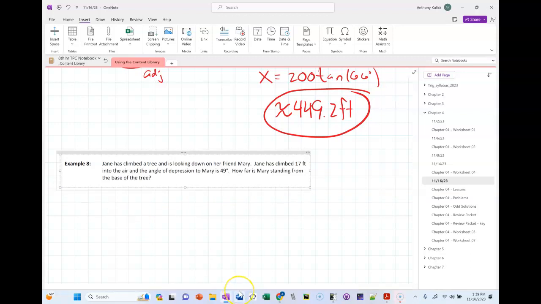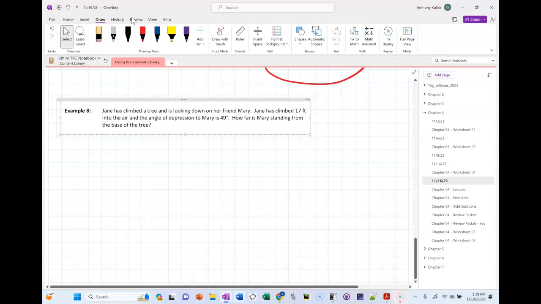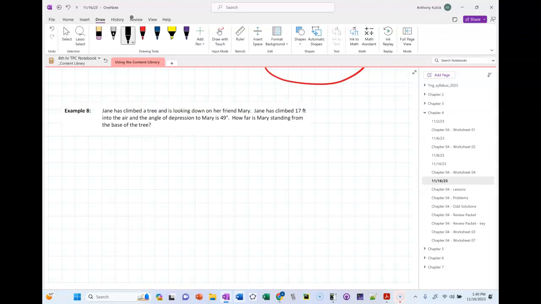All right, next situation. Jane has climbed a tree and is looking down at her friend Mary. Jane has climbed 17 feet into the air, and the angle of depression to Mary is 49 degrees. How far is Mary standing from the base of the tree? Okay, well, let's draw our picture. There's Jane. There's the base of the tree, which will make a right angle. There's Mary.